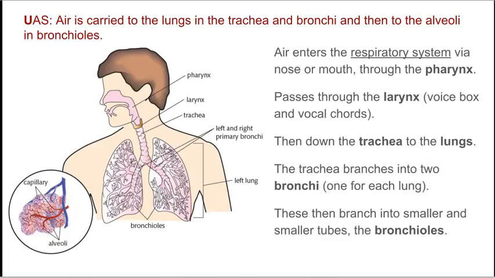And these branch continually, getting smaller and smaller into smaller tubes called the bronchioles. And these in turn end in alveoli, which are small sacs where the gas exchange actually takes place. And we'll have a look at these in more detail in just a moment.